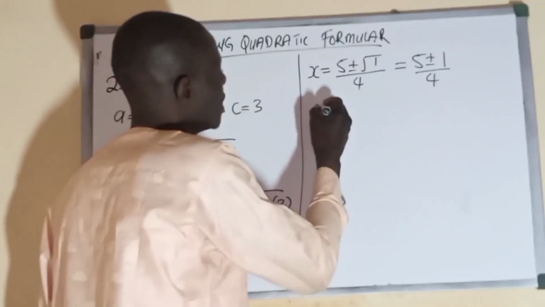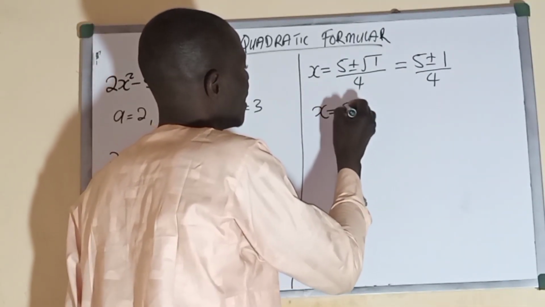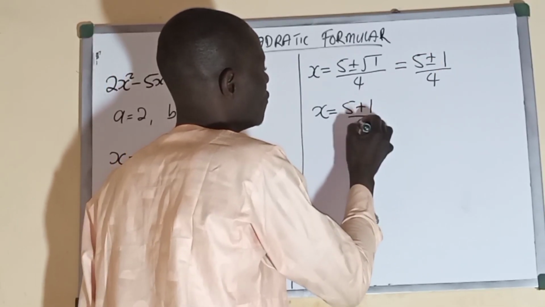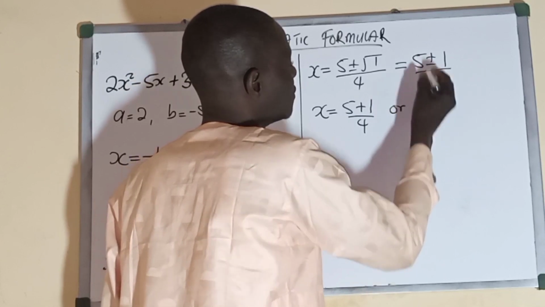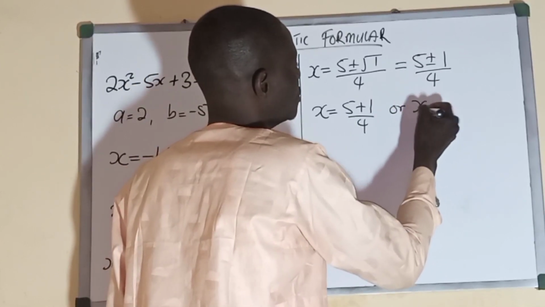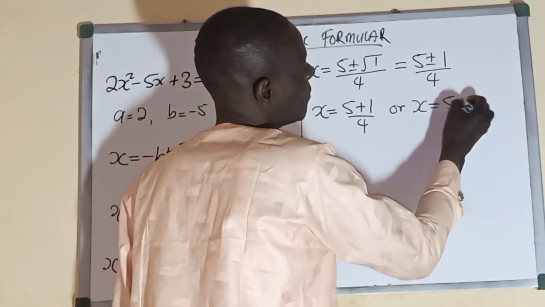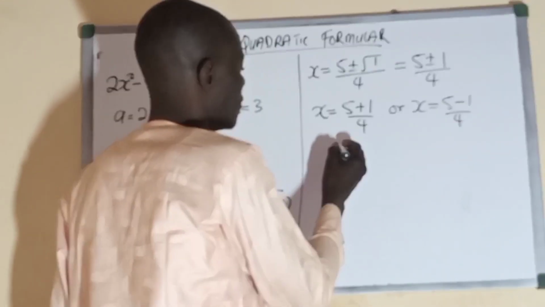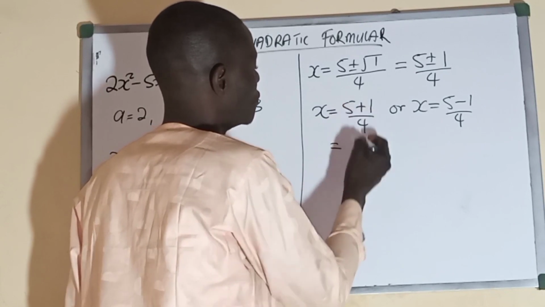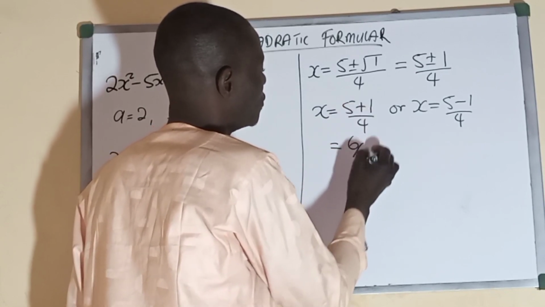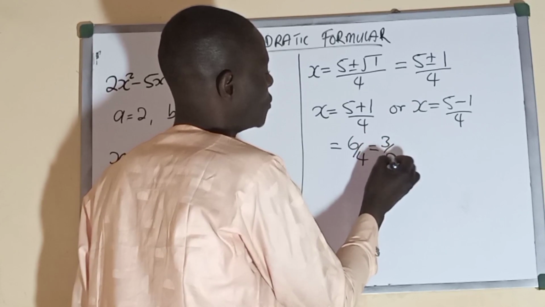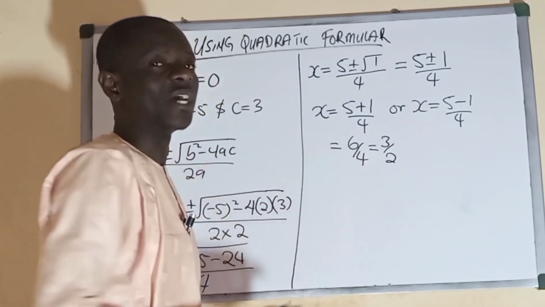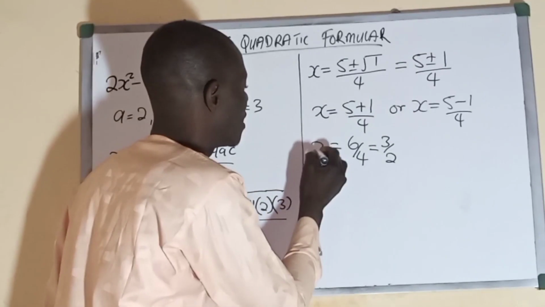Are we seeing? So here we have x equals 5. We have to use plus now. We have plus 1 all over 4. Or we have x equals 5 minus 1 all over 4. Very simple. Can we see it? From here we have x equals 6 all over 4, which is the same as 3 all over 2, because 2 can go here 3 times and it can go here 2 times. Can we see? So here is our x.